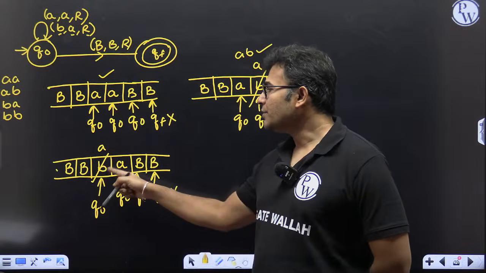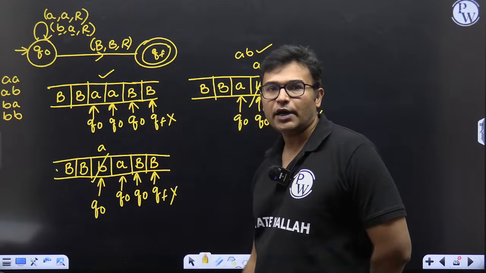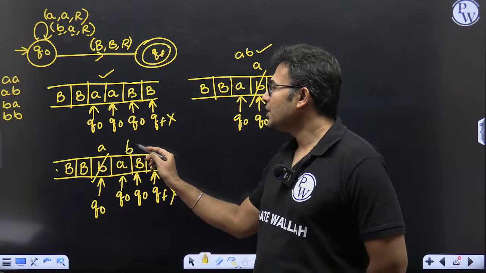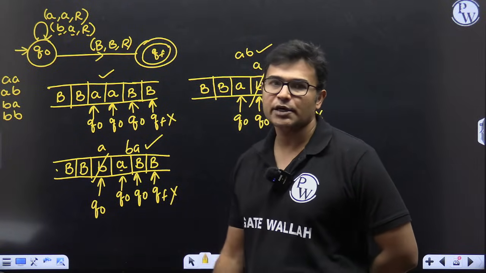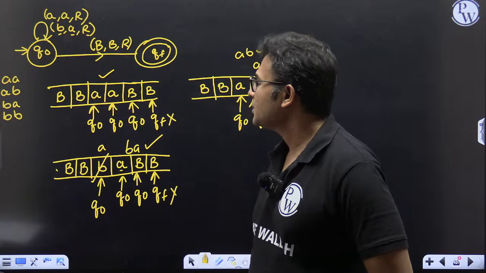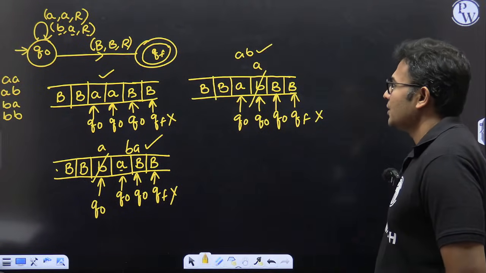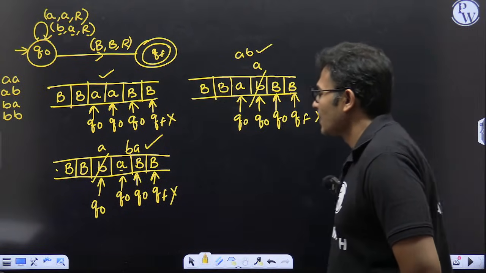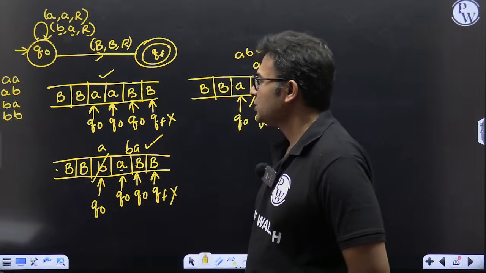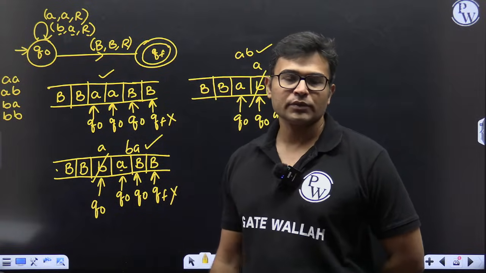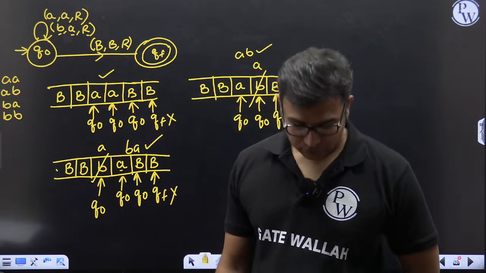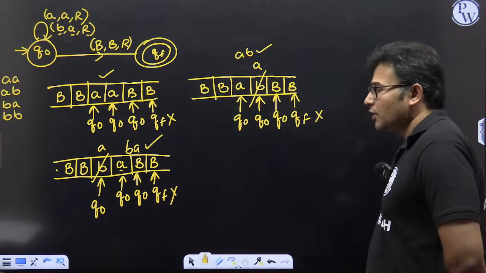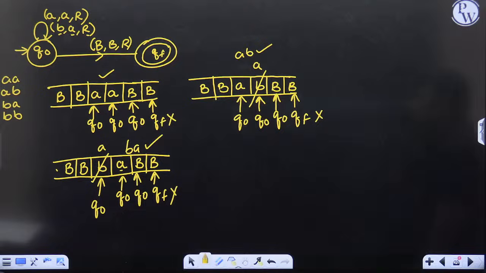Therefore, BA is accepted, not AA, right? So you can say BA is accepted, but the tape contents have become AA, right? Now check for BB in the same way.